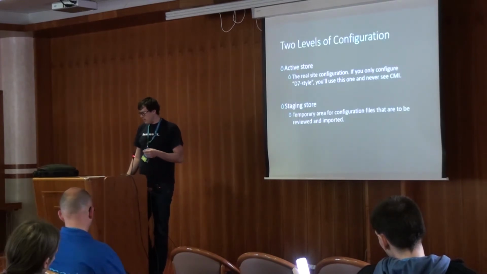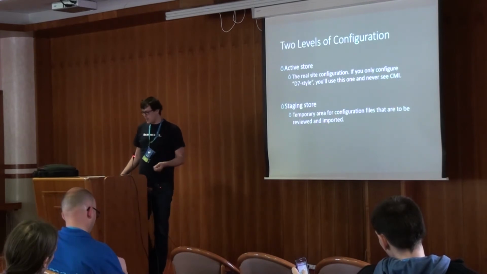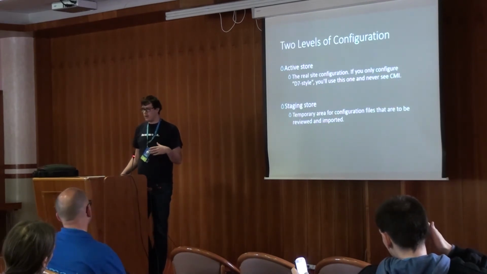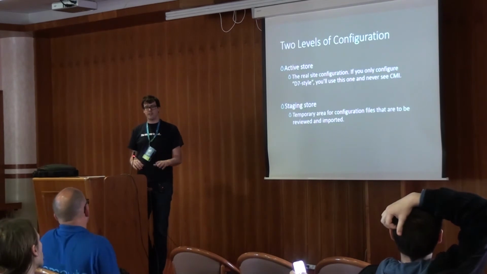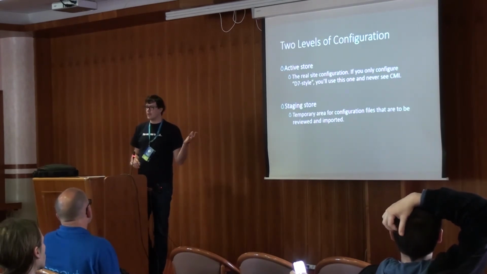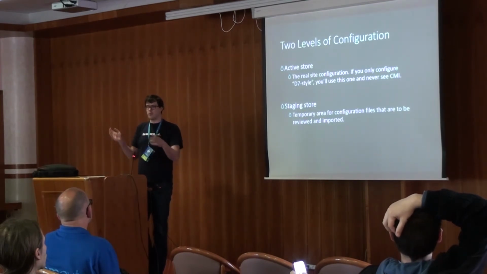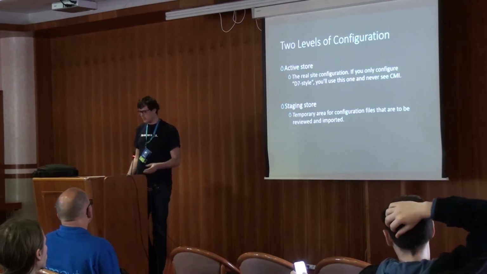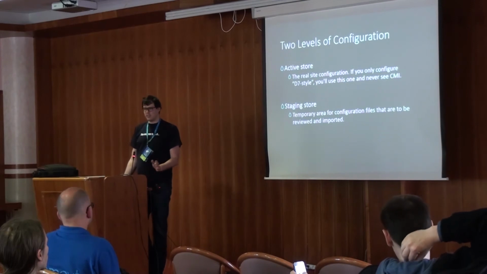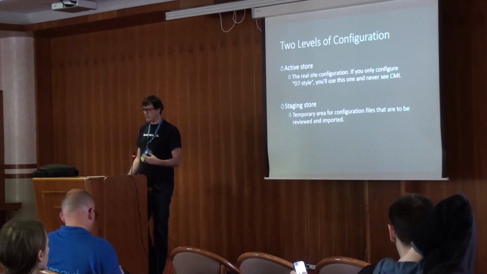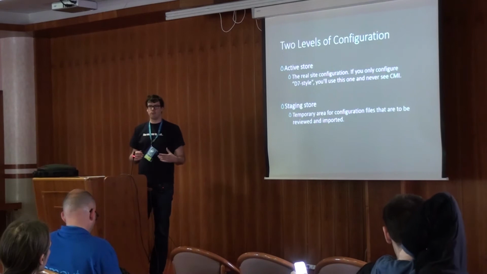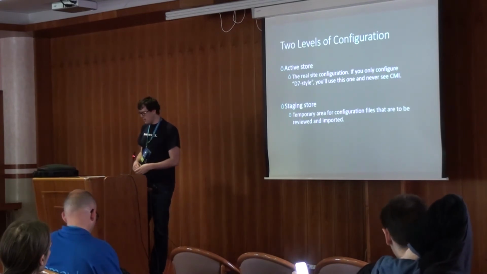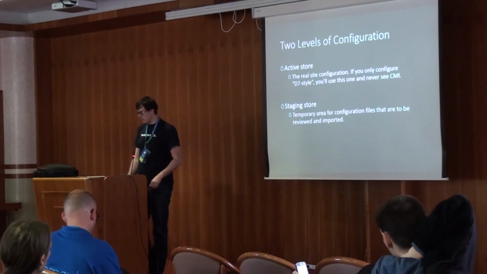One for the active and one for the staging store. And there's these two levels which are used. The active one is the one that is actually run on the site. If you configure your site in the Drupal 7 style, this is the only thing that you will encounter, and you will not use the other one. So if you just click and you set up your website like you would with a classical Drupal 7 site, then this is what you use, and you will never see CMI. CMI comes in with the staging store, where you can add the configuration and see what changed when you do that. And then you can review it and import it.